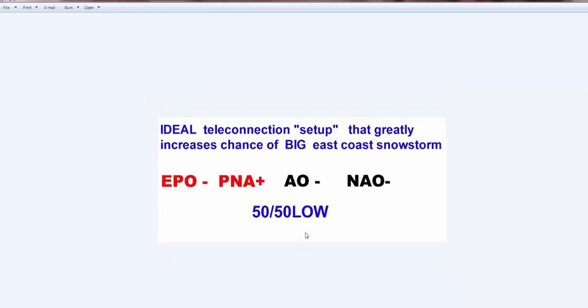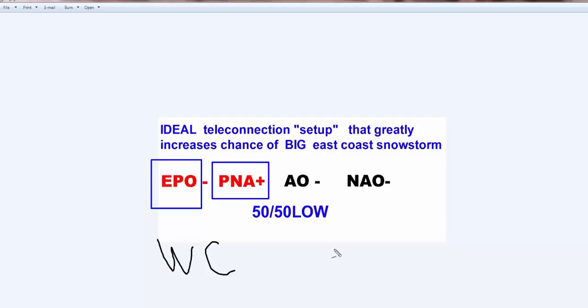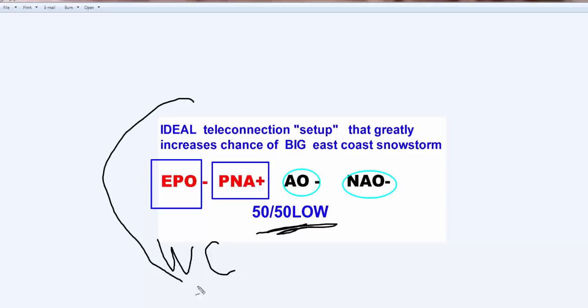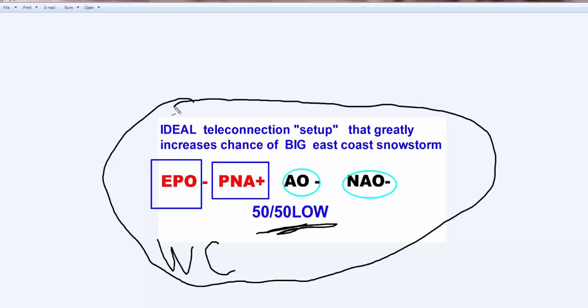Now, the ideal teleconnection setup that greatly increases the chances of a big East Coast snowstorm is to have the EPO in the negative phase and the PNA to be in the positive phase. Now these two are on the West Coast, okay? So this is the West Coast pattern. And over Eastern Canada, you want the Arctic Oscillation to be negative and the NAO to be negative. And of course, we want the 50-50 low over southeastern Canada. This is the pattern we want for an East Coast snowstorm.